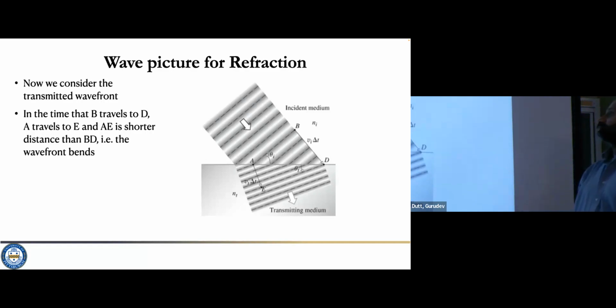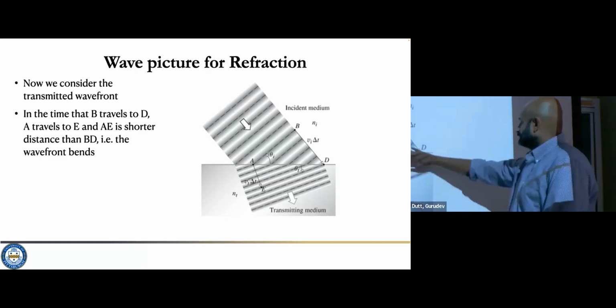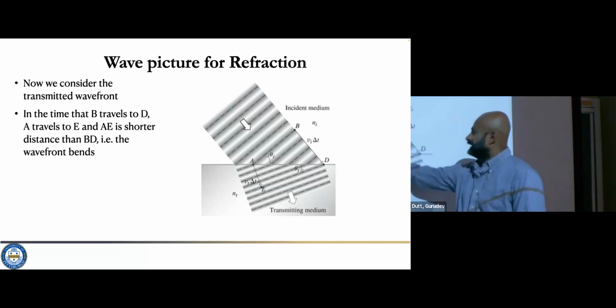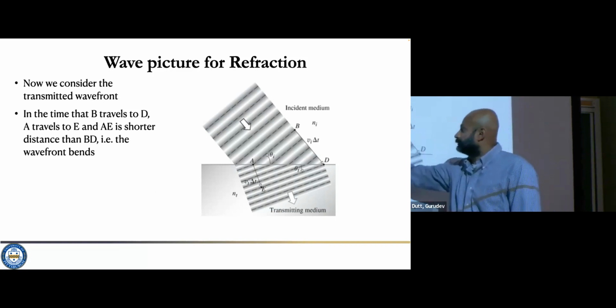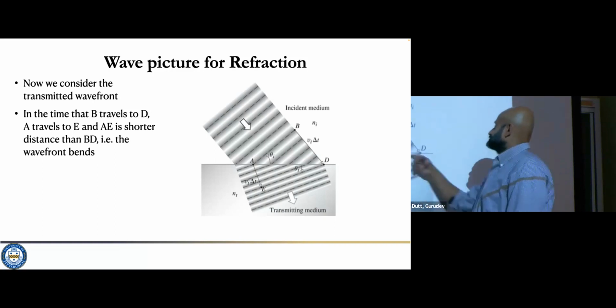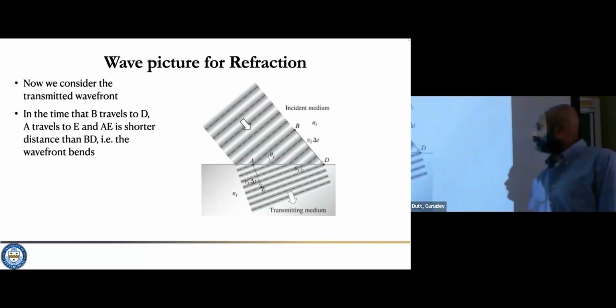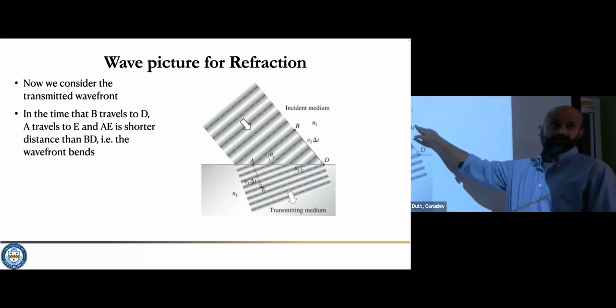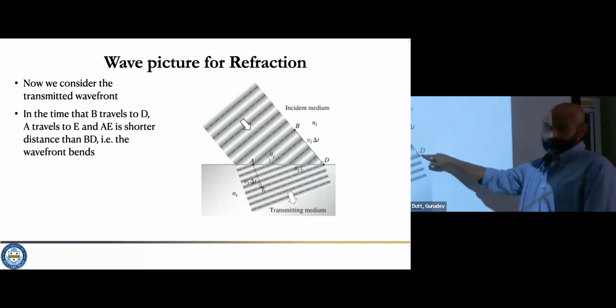Similarly, we can do the wave picture for refraction. Now I'm looking at the transmitted beam. Again, I take that wavefront BA, the same wavefront we were talking about earlier, and again it makes the angle theta I with respect to the surface. Now, in the time delta t, B goes to D.